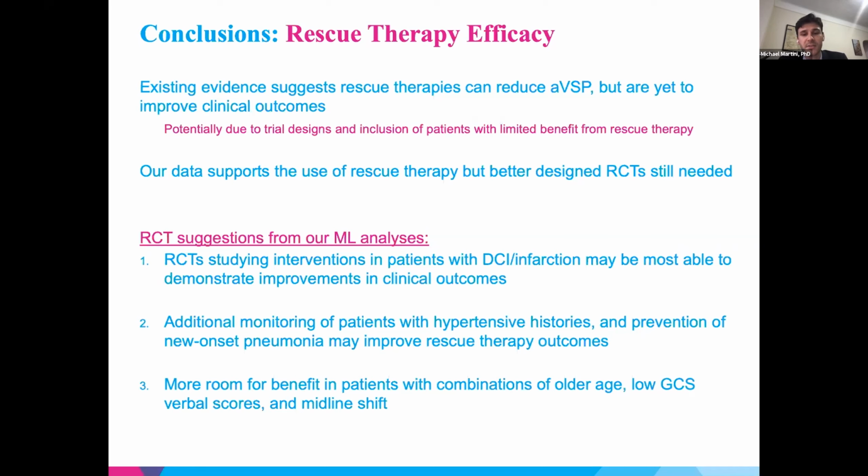Second, our analyses also showed that additional monitoring of patients with hypertensive histories and prevention of new onset pneumonia may be something to target to further improve outcomes in rescue patients. And finally, the strong negative interaction effects observed between old age, low GCS verbal scores, and midline shift, leading to worsened outcomes, also suggest room for clinical benefit in patients with these combinations of characteristics.